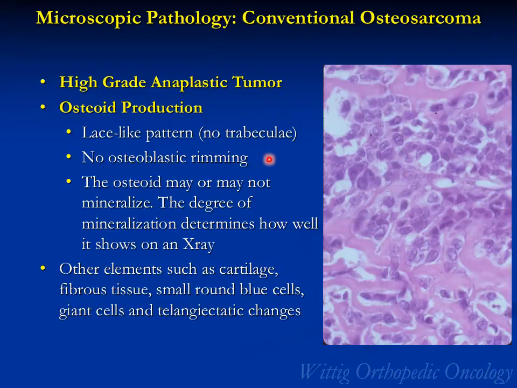There's no osteoblastic rimming. The osteoid actually may or may not mineralize. The degree of mineralization determines how well it shows on an X-ray. So if it's not well mineralized, it may be purely lytic. If it's very heavily mineralized, it may be purely blastic. Other elements such as cartilage, fibrous tissue, small round blue cells, giant cells, and telangiectatic changes can occur with this type of tumor. So you could find different areas that look slightly differently, but the majority of a conventional osteosarcoma should have an appearance similar to this.